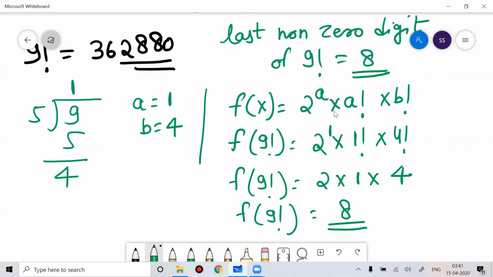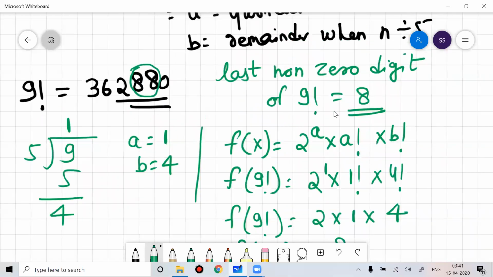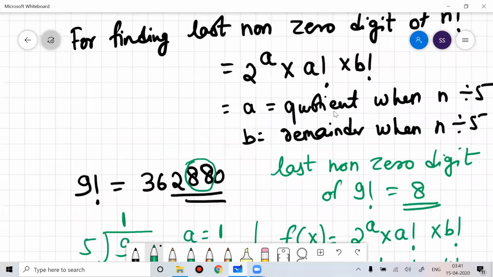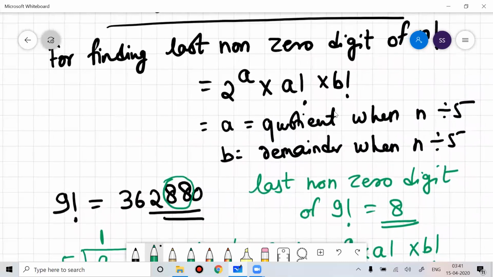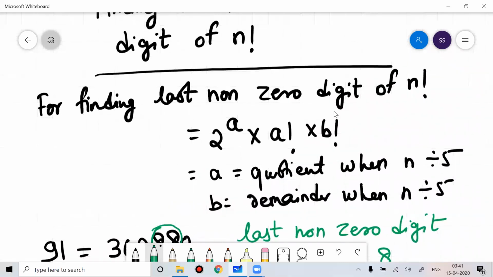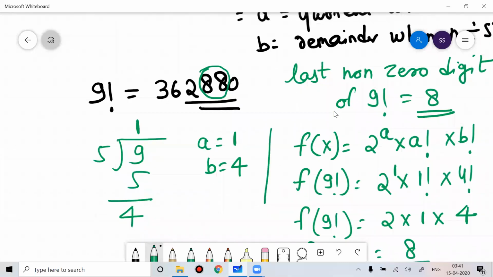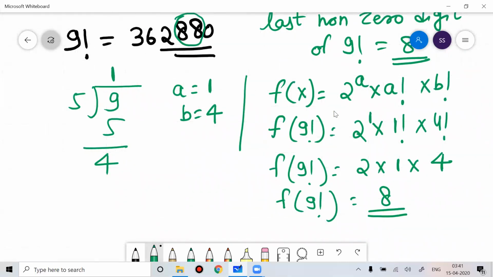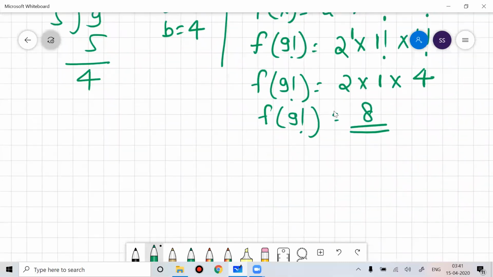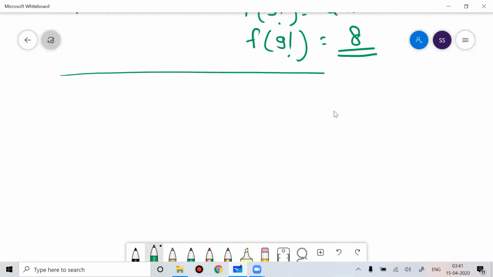Now going further, let's find this value, 88. The idea of this session is to find the last two non-zero digits of n factorial, and how will you find them? That I'm going to talk about now. First I found the last non-zero digit, and that was 8. Now let's find the last two non-zero digits.